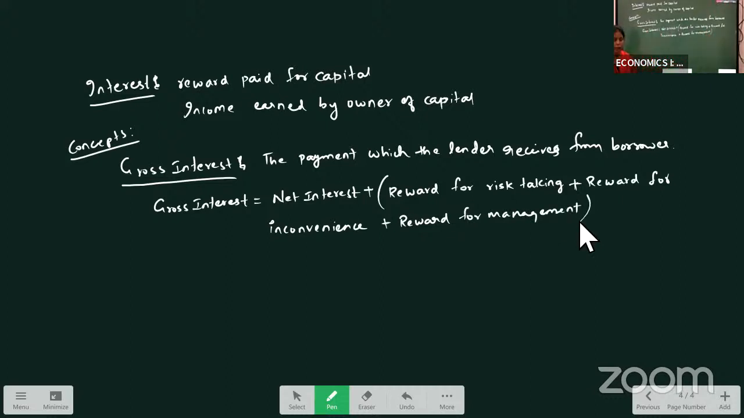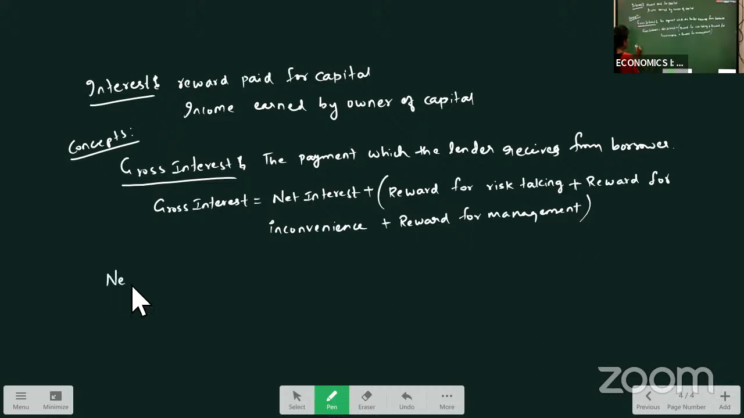Means these all are included in our capital. When we have certain money, we are taking risk by giving it to someone. For that risk, interest has to be paid. When we give that money to someone else, inconvenience is caused to us. Inconvenience means we may use that money for some other purpose, but now we have given it to someone else. So for that inconvenience, reward will be paid, and also reward for management. So this concept is called gross interest.